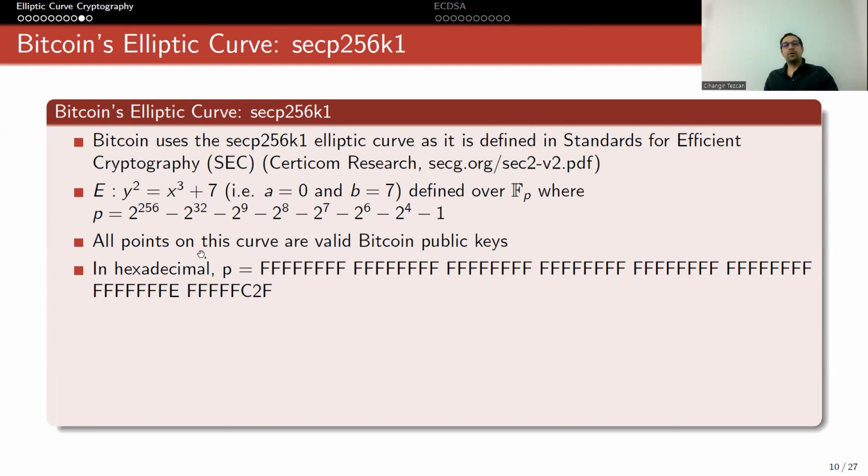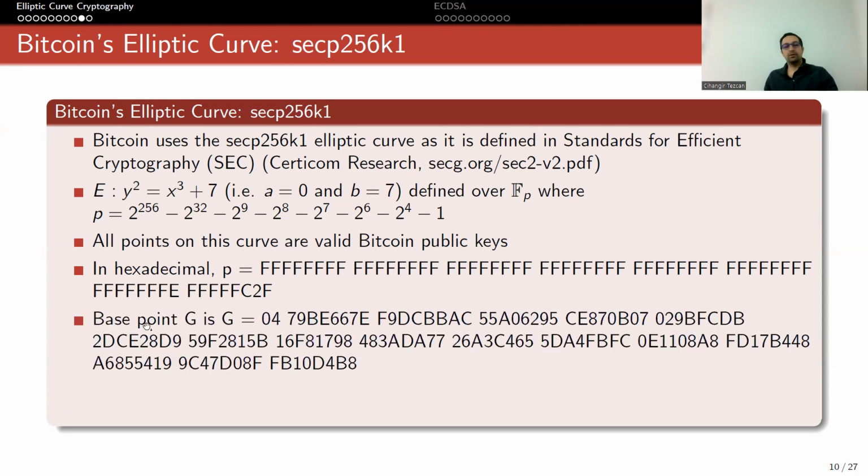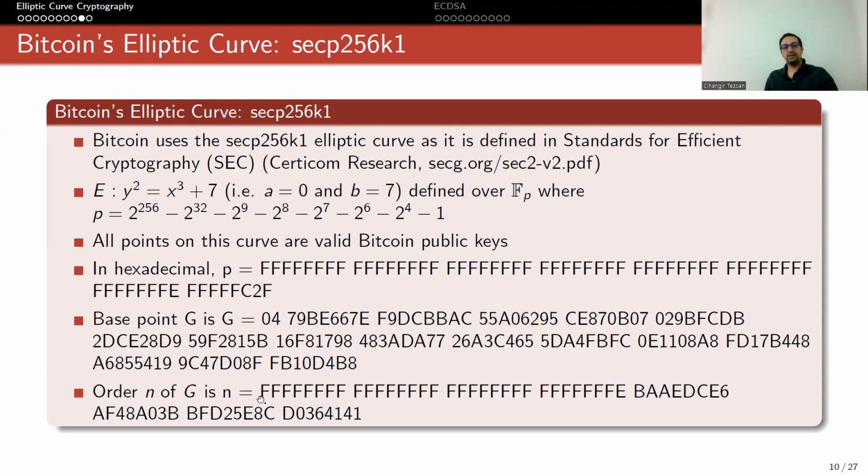Actually, all points on this curve are valid Bitcoin public keys. So you have a base point G. In hexadecimal notation, it is represented like this. The first part from here to here will be your x coordinate, and the remaining part will be your y coordinate. This G generates this many elements on this curve, so this will be your actual group order. And any Bitcoin address you generate is a point on this curve.